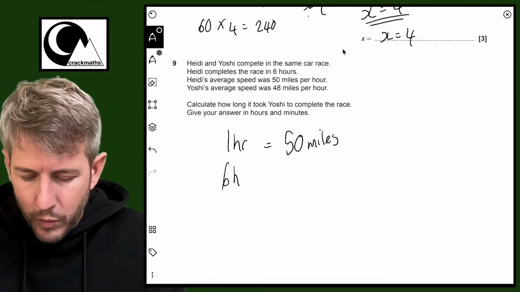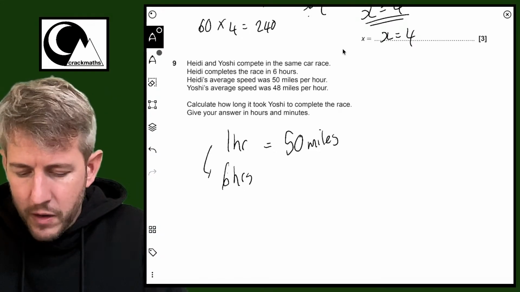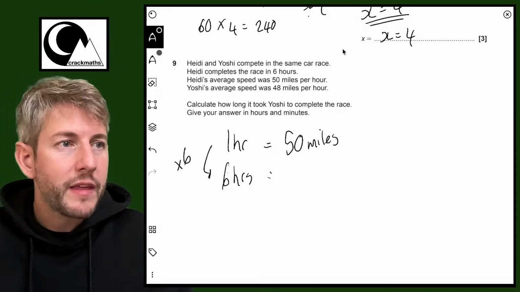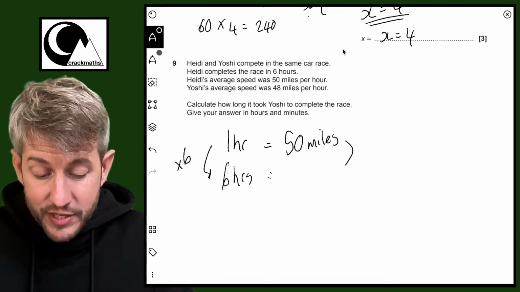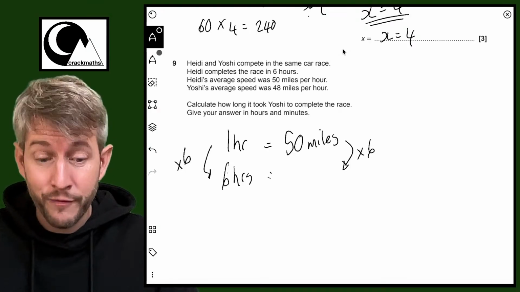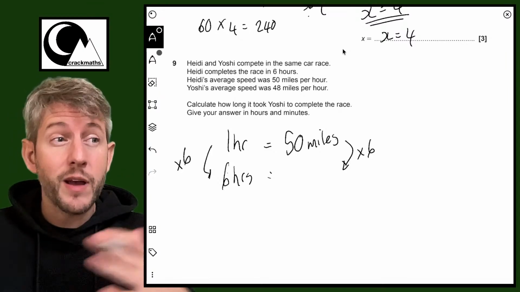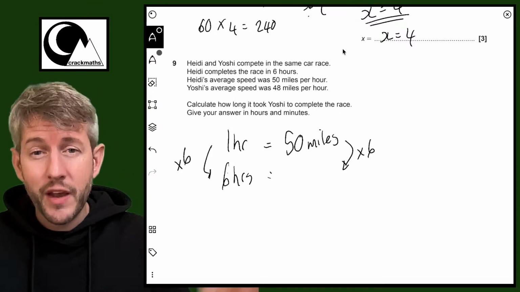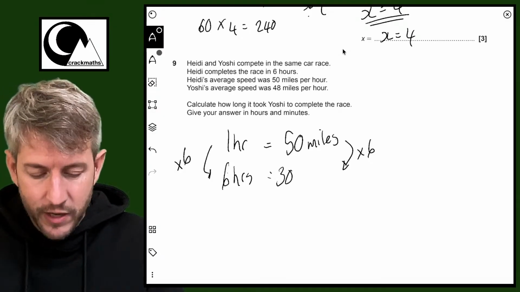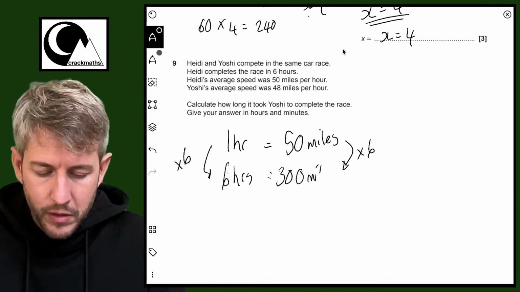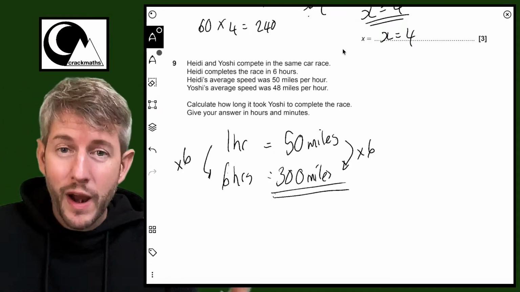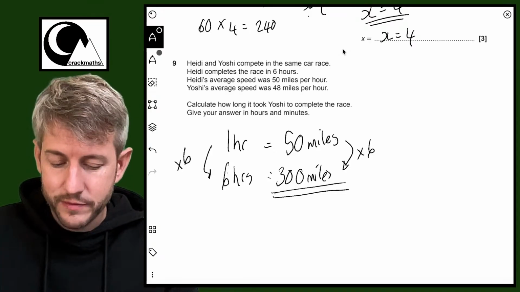So here we go, we want 6 hours here. So we know that 6 hours is 6 lots of 1 hour. Now, if in each hour she does 50 miles, we need 6 lots of 50 miles in order to find out how far she's travelled. Well, 6 times 5 is 30, and then if we add on the 0, we get 300. So here we go. So 50 times 6 will be 300 miles. So we now know that the race was 300 miles.